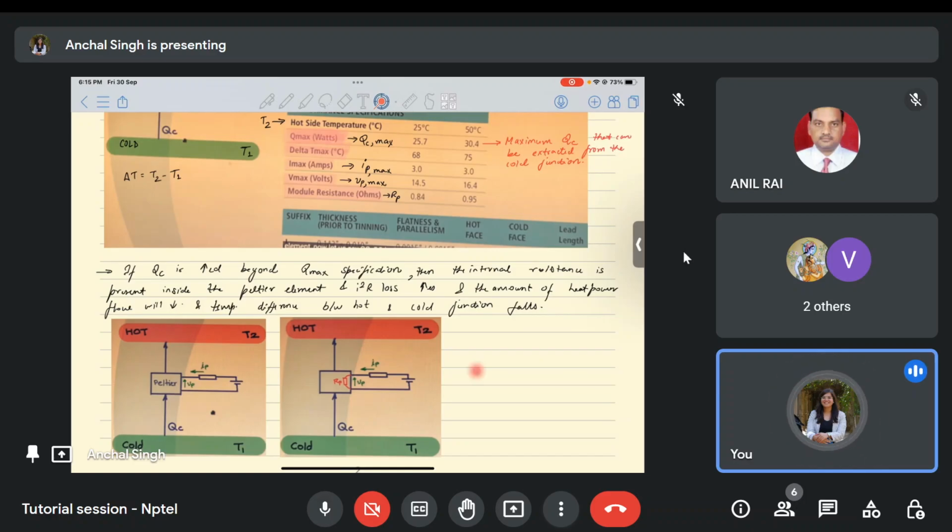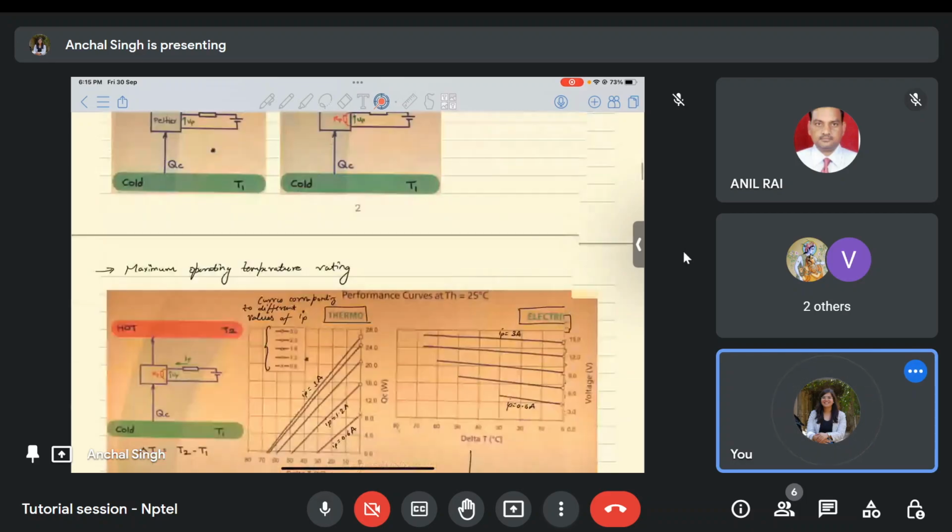We would think that QC should increase if we are increasing the voltage, but beyond a certain limit, QC will start to decrease again because of this RP and the I square R losses happening inside it. And because QC will decrease, the delta T, that is the temperature difference between T1 and T2, will again start reducing, which is what we don't want. We want to keep the temperature difference as high as possible. Like in a solar module, where we wanted to operate always at the maximum power point, similarly here we want to operate our Peltier module to maintain maximum delta T.